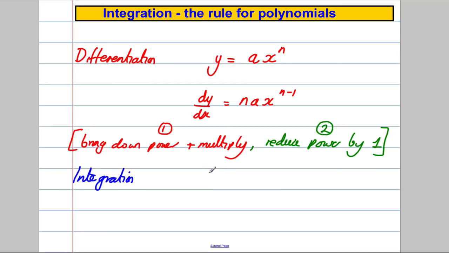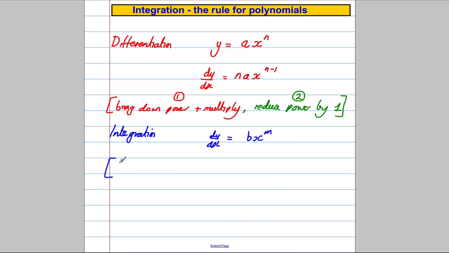Suppose we had some function, and it's not the same function. Suppose dy by dx is equal to some different number, let's say bx to the power of m, some different power. Let's do it back. If we first bring down the power and multiply and then reduce the power by 1, going backwards, doing the opposite, the first thing we should do is increase the power by 1. That's the first thing we should do.